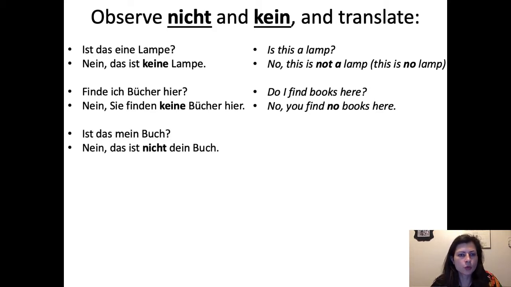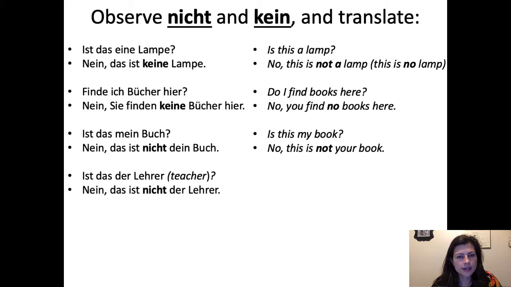Ist das mein Buch? Nein, das ist nicht dein Buch. Now we have a possessive, dein Buch, right? So possessive is going to be different from an indefinite article. It works in a similar way, but in this case, nicht is going to go before it. Because it's not nicht ein, it's nicht dein. So that's different. This is not your book. Das ist nicht dein Buch.